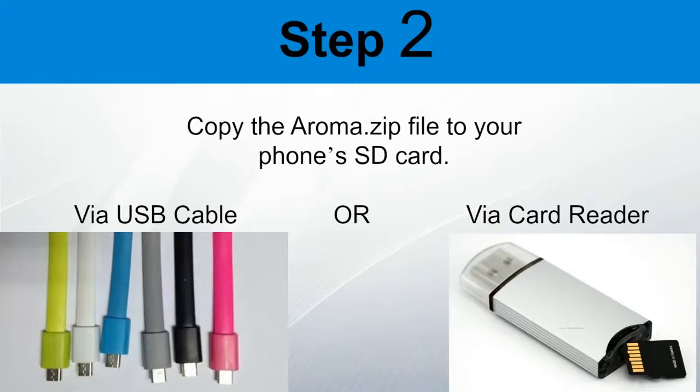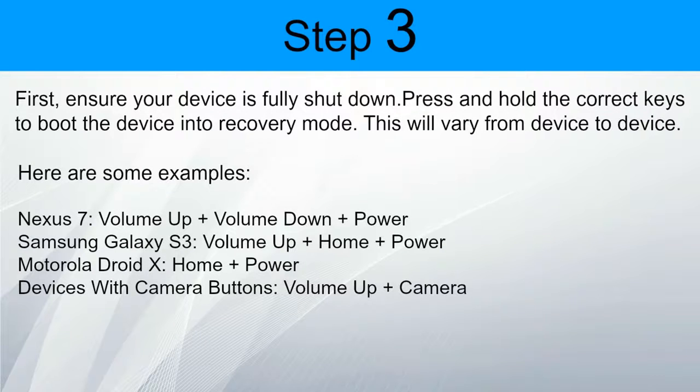Step number 2. After download, copy it in your memory card, then insert the memory card into your locked Android device. Step number 3. First, ensure your device is fully shut down. Press and hold the correct keys to boot the device into recovery mode. This will vary from device to device.